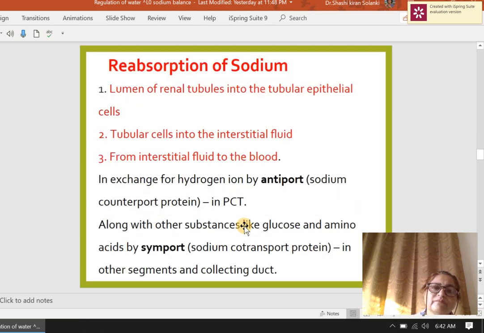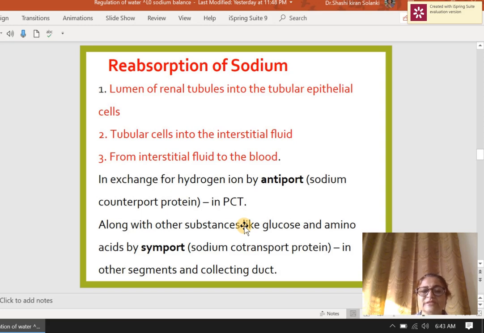Reabsorption of sodium passes through three routes: from the tubules into the tubular epithelial cells, then from cells to interstitial fluid, and from interstitial fluid to blood. The route moves back to the blood capillaries in exchange for hydrogen ions by sodium antiport proteins in the PCT, and along with other substances like glucose and amino acids by sodium symport co-transport proteins.